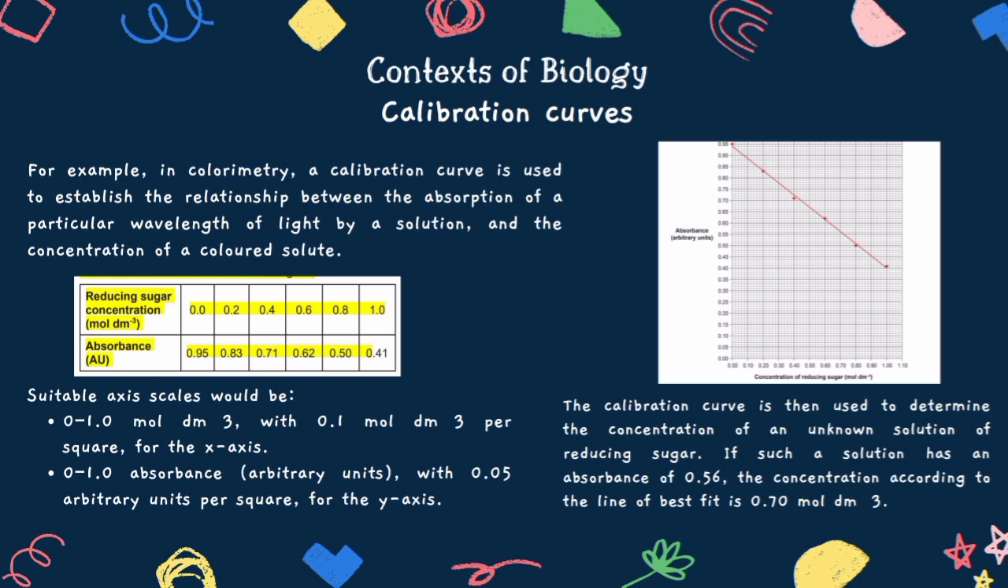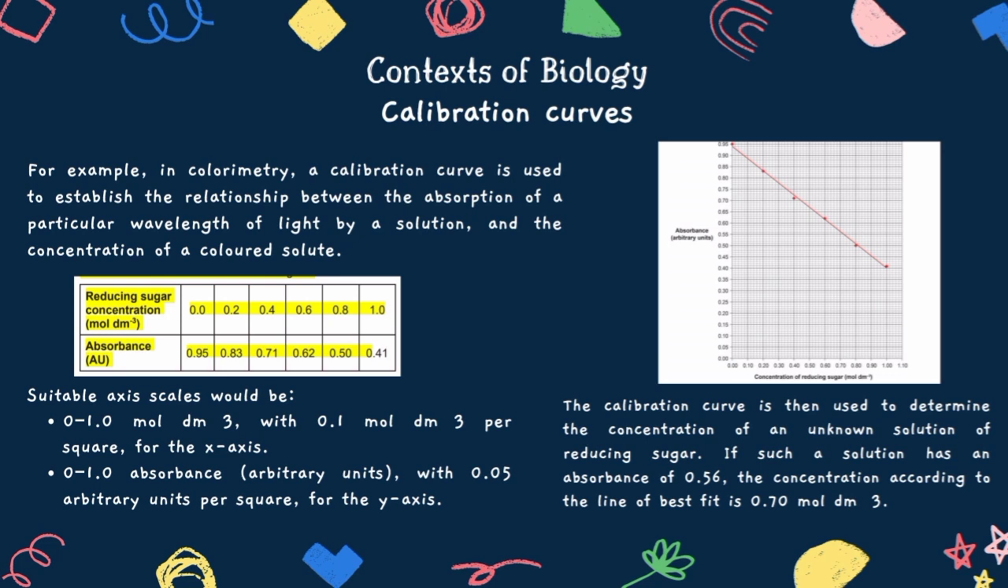And in the table, data might be produced for the absorption of a reducing sugar of known concentration tested with Benedict's reagent. And suitable axis scales would be for the x-axis 0 until 1.0 mole per decimeter cubed with 0.1 mole per decimeter cubed per square.